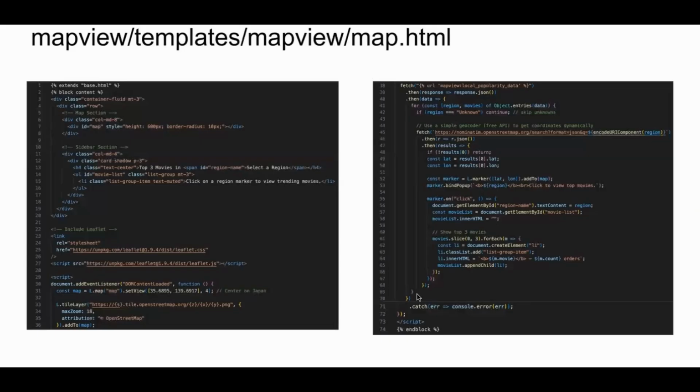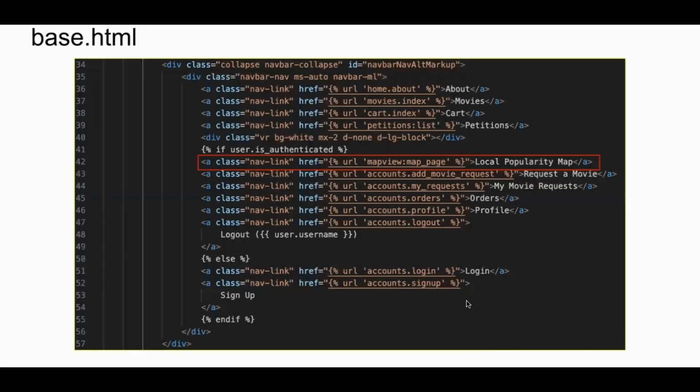The map HTML file displays the map on the local popularity map page and creates a sidebar next to the map that shows the top 3 movies in each area depending on what regions are selected. The base HTML file of Movie Store was updated to add the local popularity map to the top navigation bar on the website, allowing users to access the page if they are logged into the website.